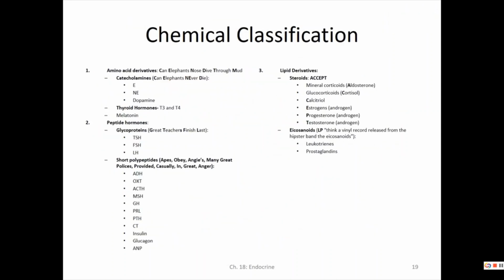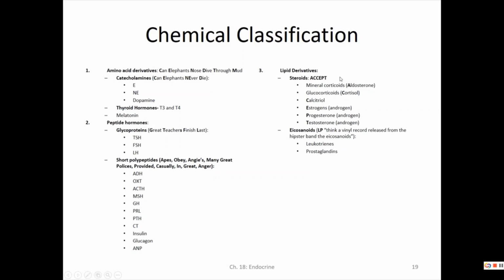So this is where we're going to stop. And what I've done here is taken everything I've talked about. So as I said, the eicosanoids, that's LP. Think about it, it sounds like a hipster band, the Eicosanoids, and they just released a new vinyl LP. So the leukotrienes and prostaglandins are eicosanoids.